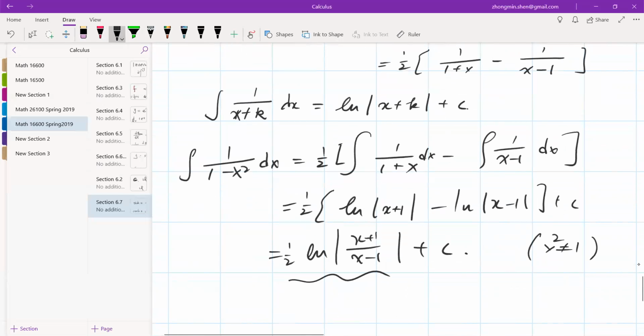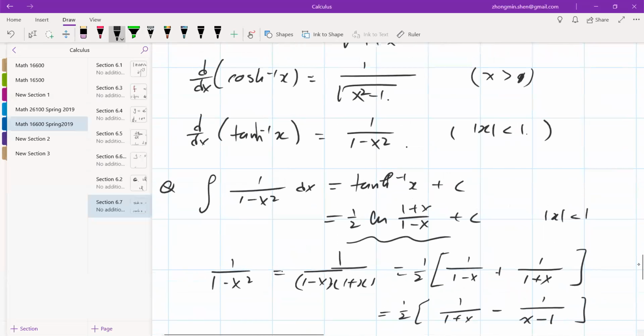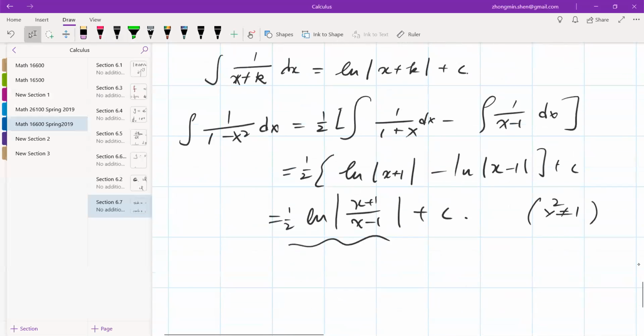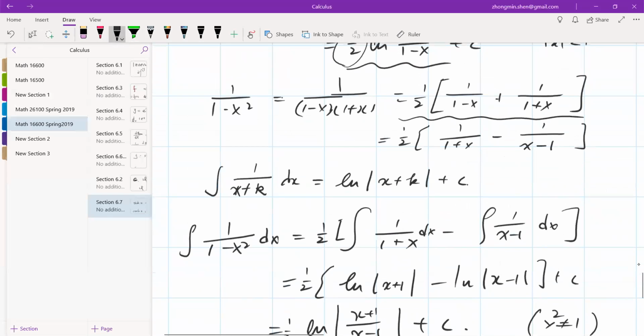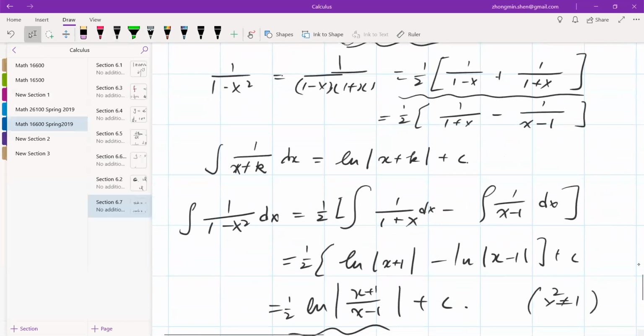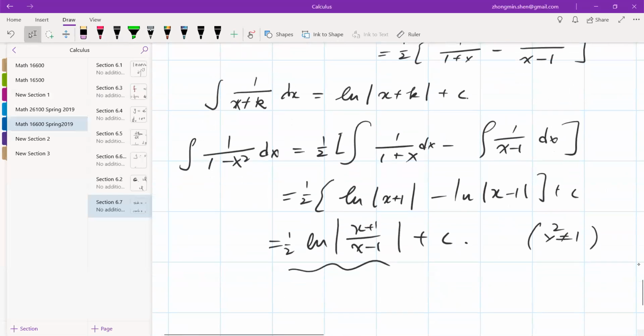Why is there always a half here? Here, this is 1/2, it's a part of that. The reason I divide by 2 is because of this identity, the decomposition. You have to divide by 2, otherwise if you combine those two terms, the numerator will be 2 over 1 minus x times 1 plus x. All right, so it actually looks like the second method is better. The reason is it holds for absolute value of x not equal to 1. It can go beyond the interval.